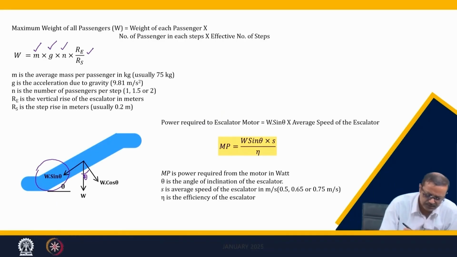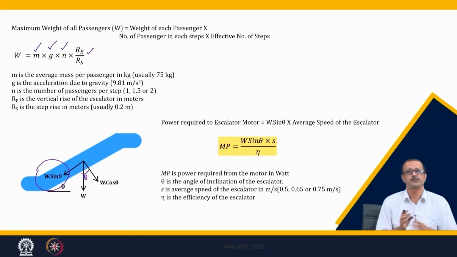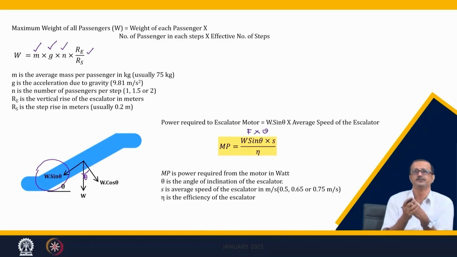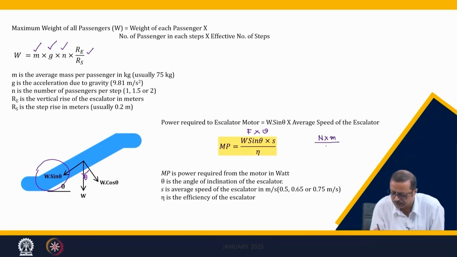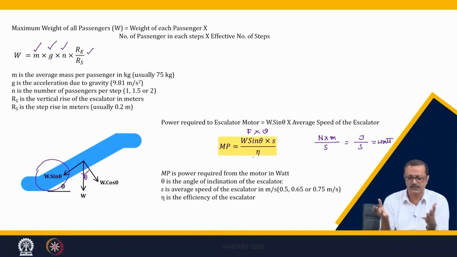So, if this is theta, then this is w cos theta, and this is w sin theta. The w sin theta component is the force, multiplied by the speed s. Force is in Newton, speed is in meter per second, so Newton meter per second is energy per second, that is joule per second, that is your watt. And eta is the efficiency, which is unitless. So, I can easily find out the motor power.